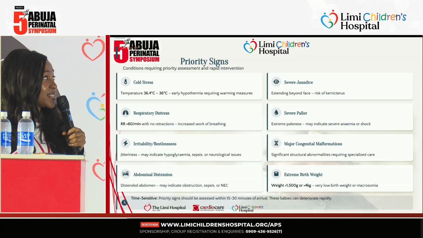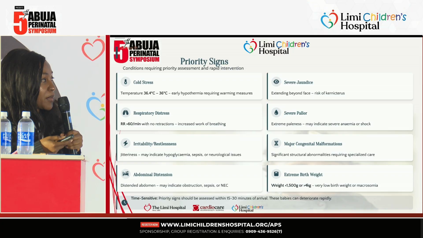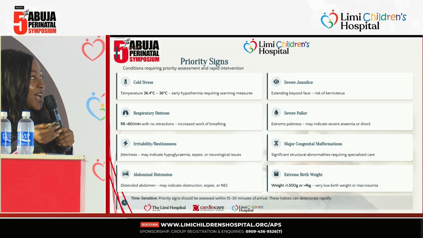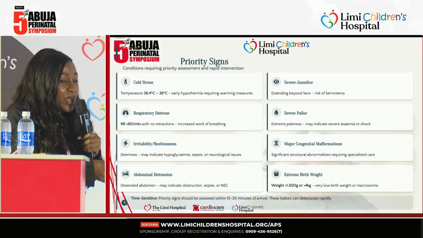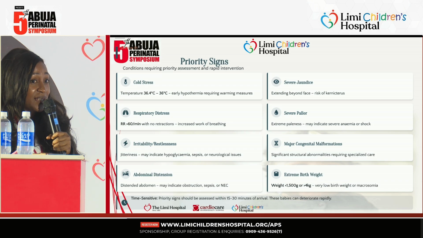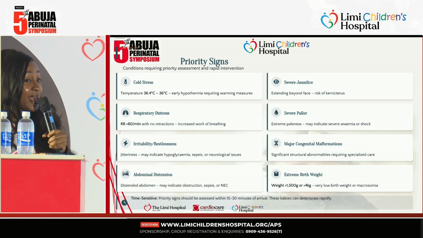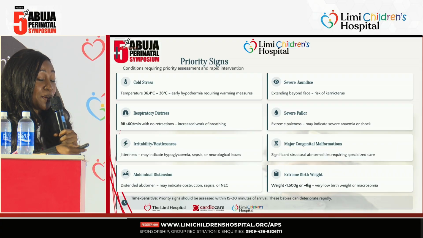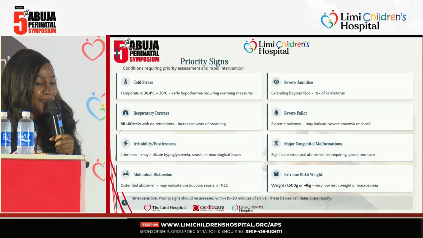Then the priority signs. A child might come in hypothermic, but not as low as what you have in emergency signs. The temperature is between 36 and 36.4. That's the early hypothermic sign. And then respiratory distress at more than 60 but less than 70.